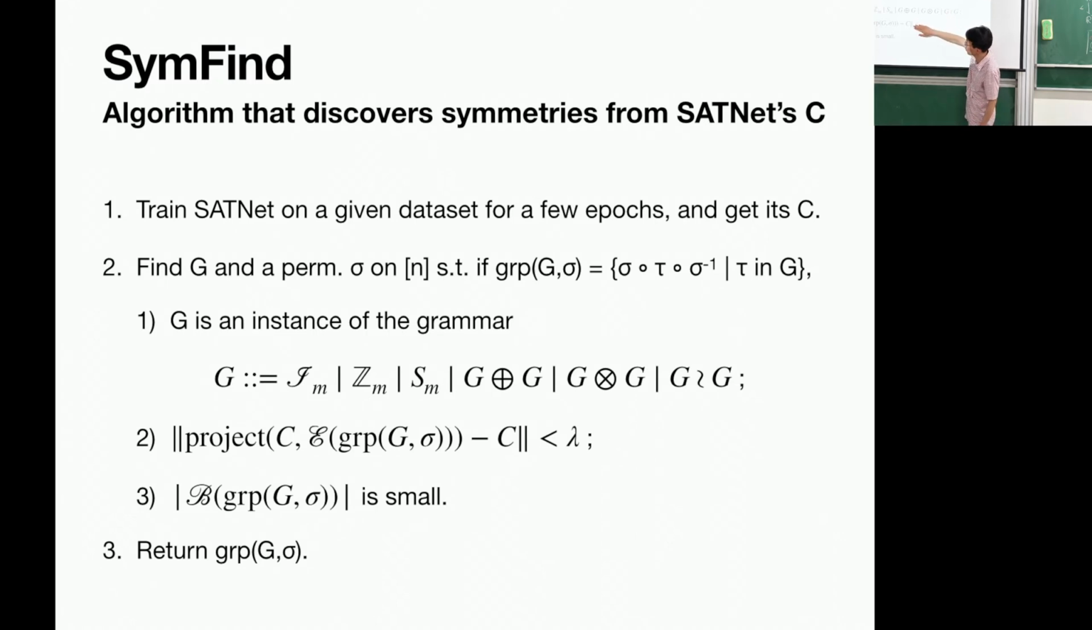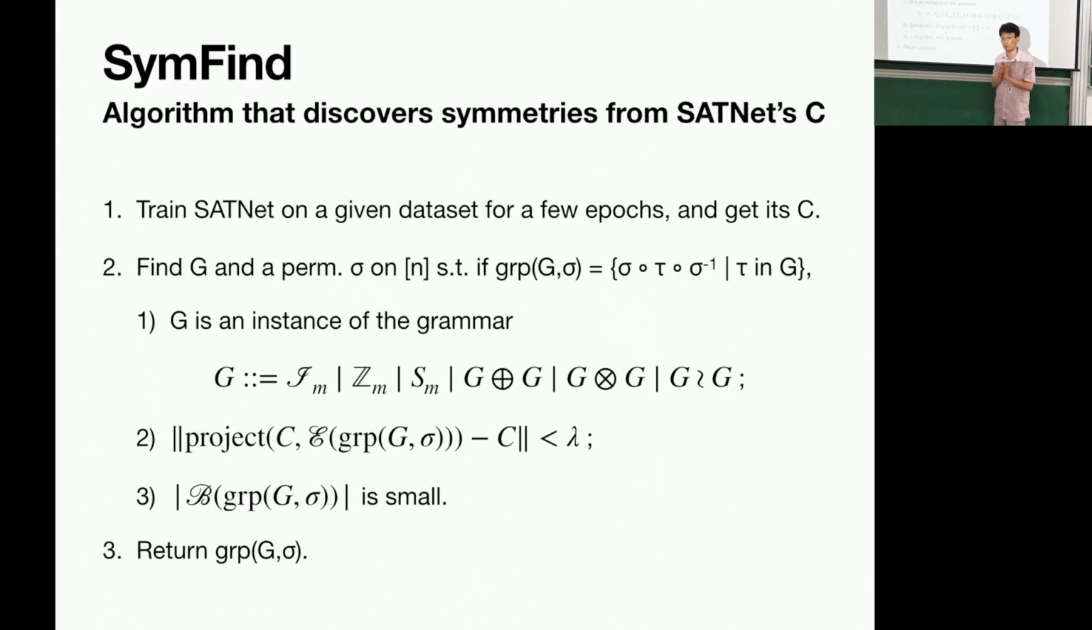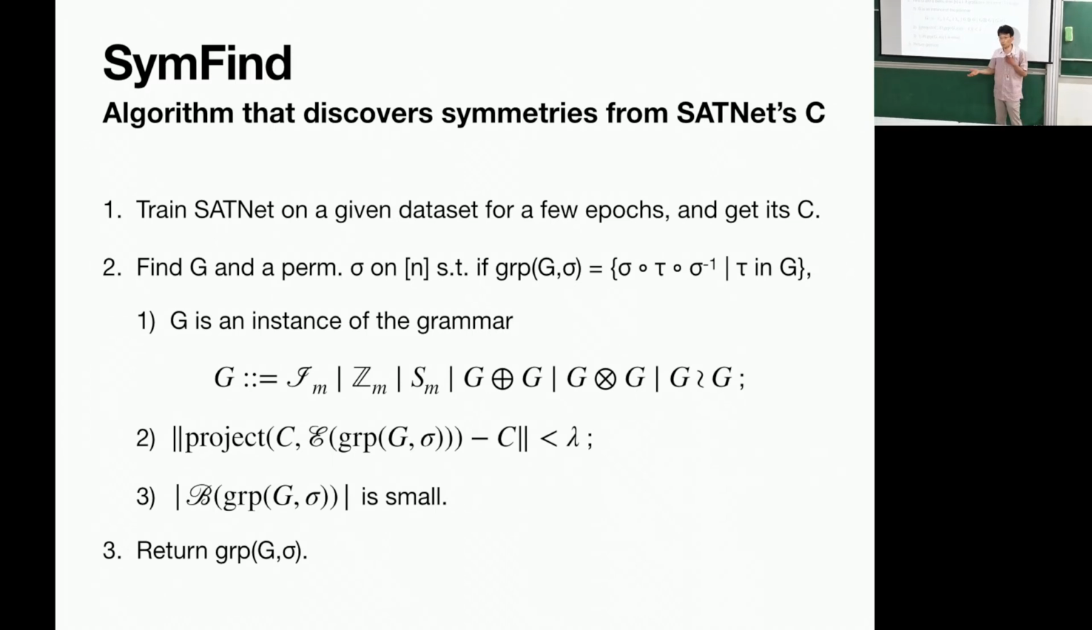So let me just go to conditions 2 and 3. Condition 2 means that for the permutation group that we formed, E of this permutation group means the equivariance space of n by n symmetric matrices. Because it's a vector space, we can project any matrix into this subspace. So we project matrix C to this subspace, compare it with the original C, and measure the distance. If that distance is large, that means the projection changes C a lot, so C is very unlikely to be equivariant with respect to this group. So we measure the distance after the projection. If it's already equivariant, the projection will not do anything.